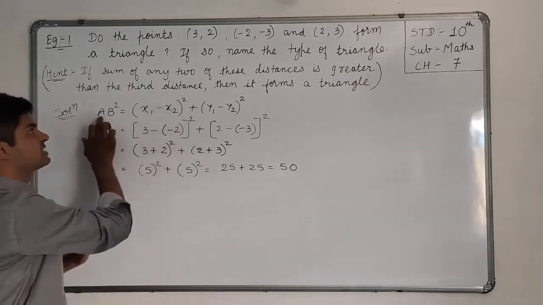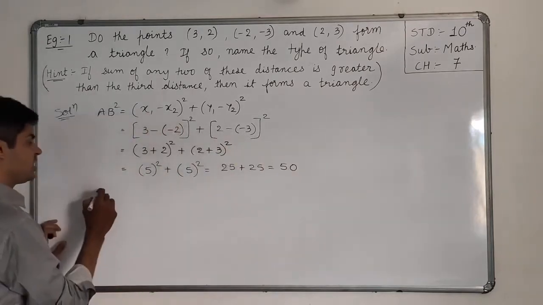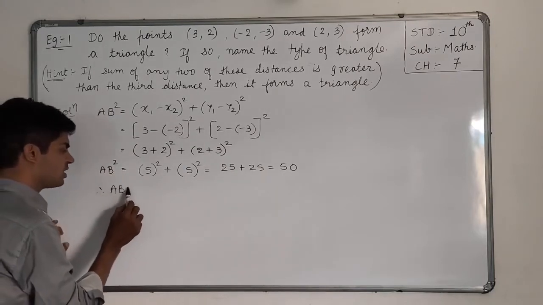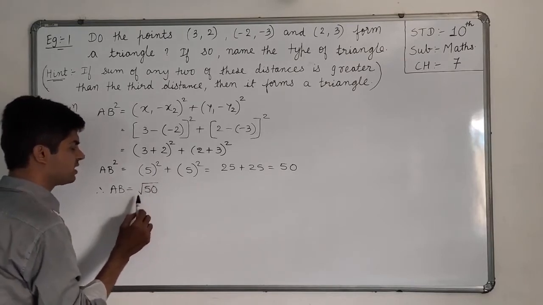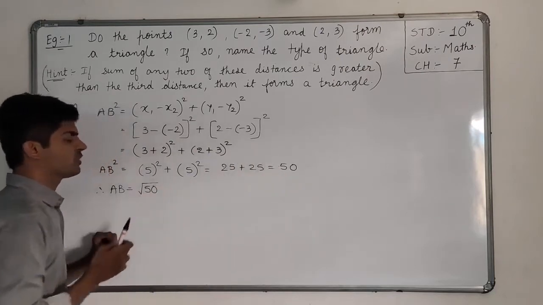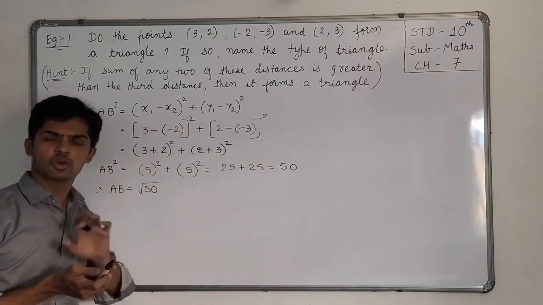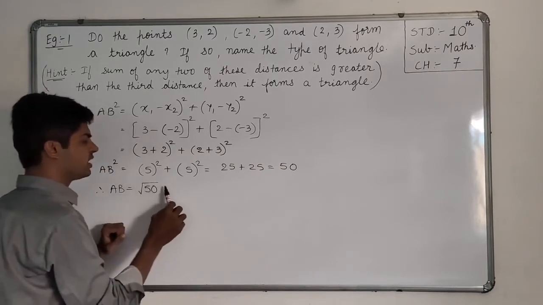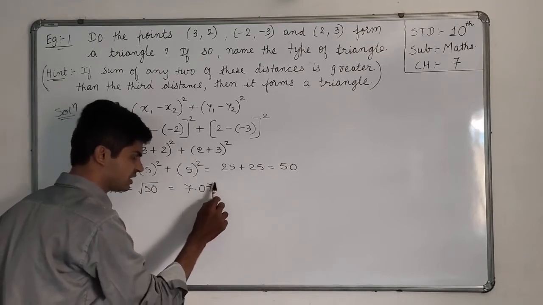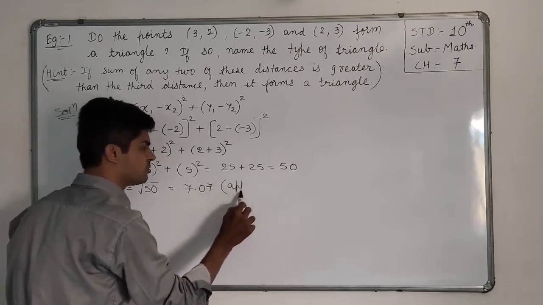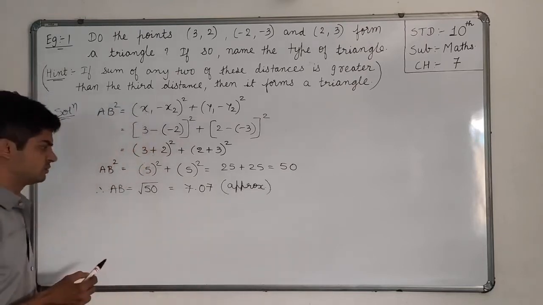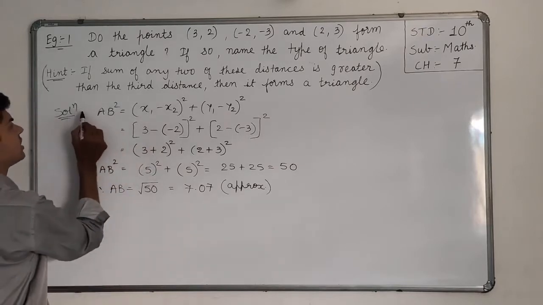But again, this is the answer of AB square. We need to find the answer of AB. So therefore AB will be root of 50. यहाँ से square निकल जाएगा, यहाँ पे square root आ जाएगा. So root of 50. Now how to find the root? That also we had studied in 9th standard. Okay, right now here the root of 50 is approximately 7.07. Now let us find the second distance.